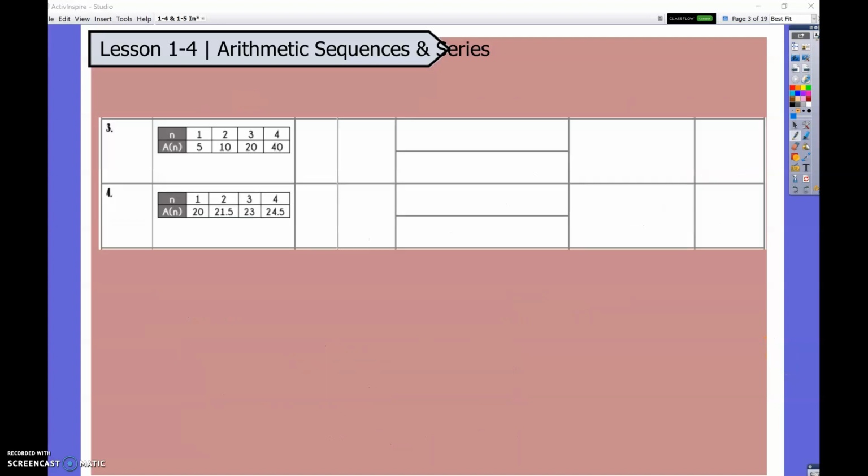In our third example, the first term is 5. I did get rid of my headings here, but my first term is 5, and my difference, let's look for it. So this one is growing by 5. Oh no, this one is growing by 10. This one grows by 20. Well, we don't actually have to do this problem because it's not arithmetic, so it doesn't have any of the rest of this.